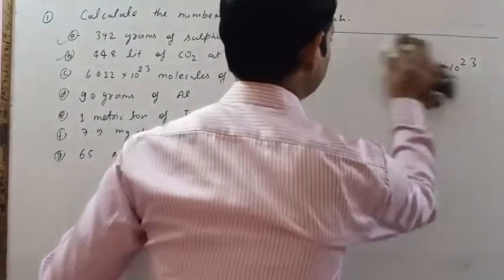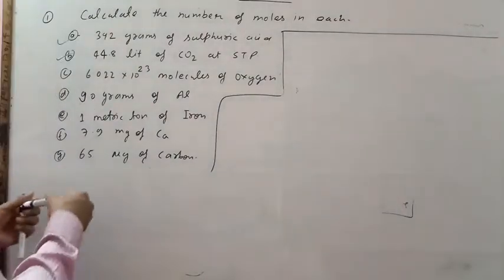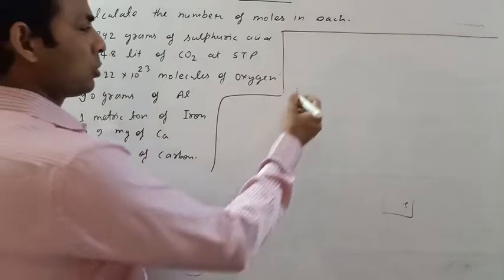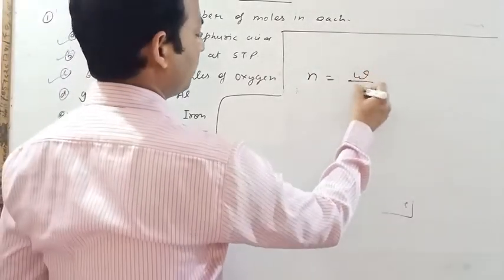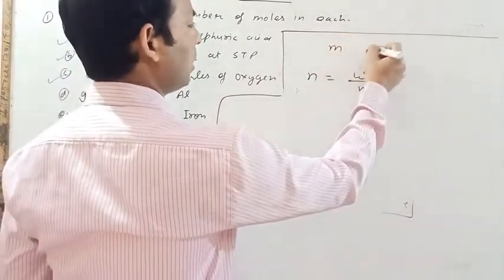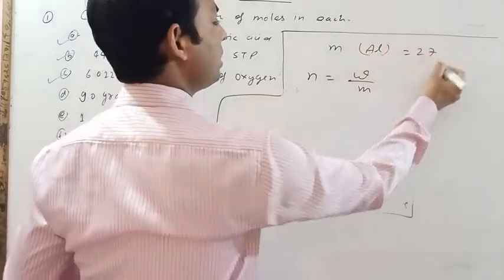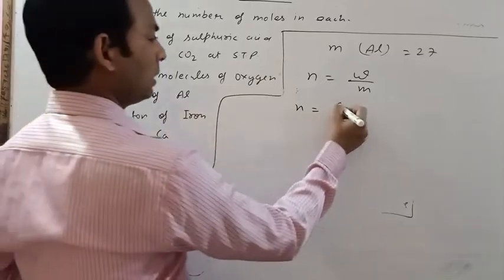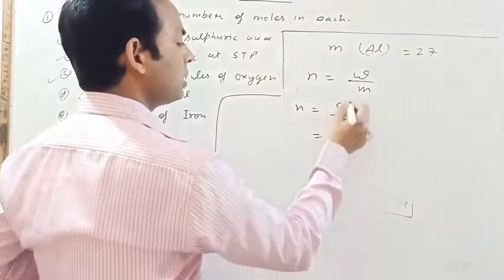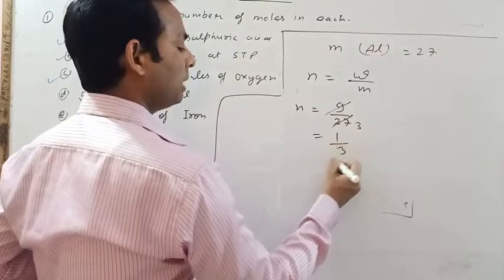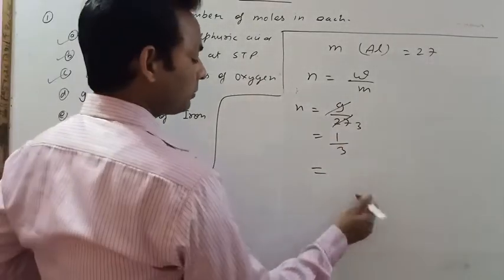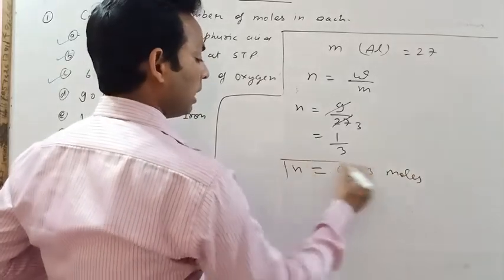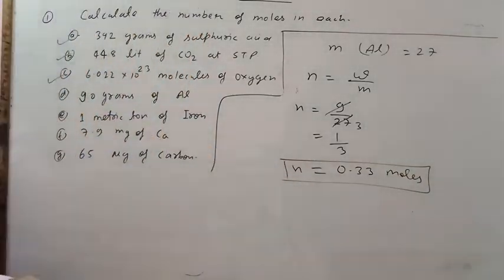Question number 4 is also completed. Now question 4: 9 gram of aluminum. You know mole equals W by M, where M is the molar mass. Aluminum molar mass is 27. So n equals W, given 9 gram, upon 27. This value will be cancelled 3 times, so 1 upon 3. After dividing, 0.33 nearly moles. So this is your answer of the 4th question.